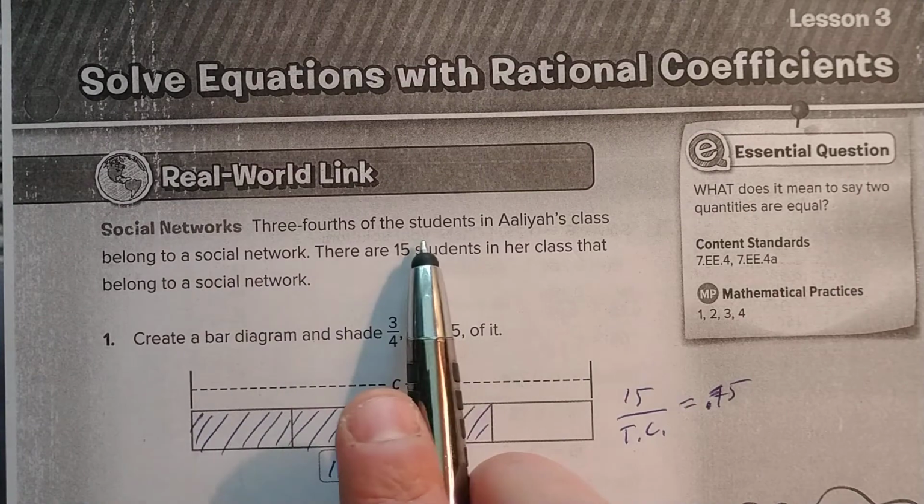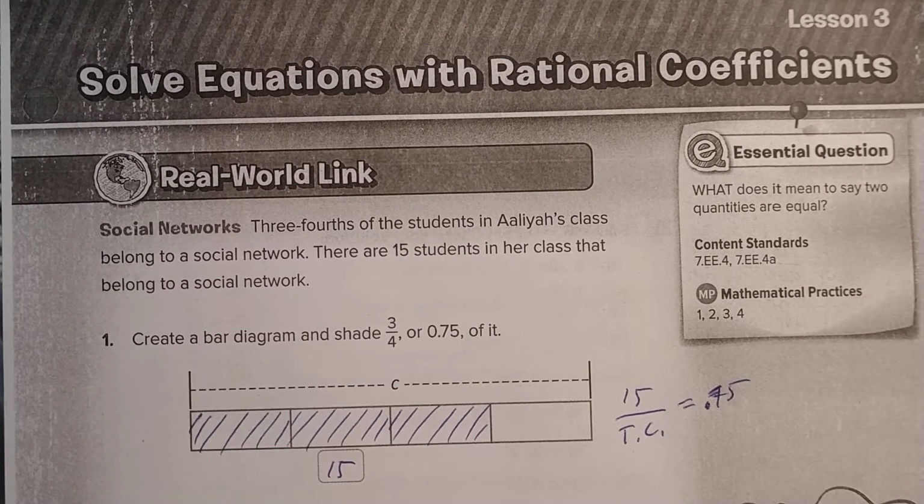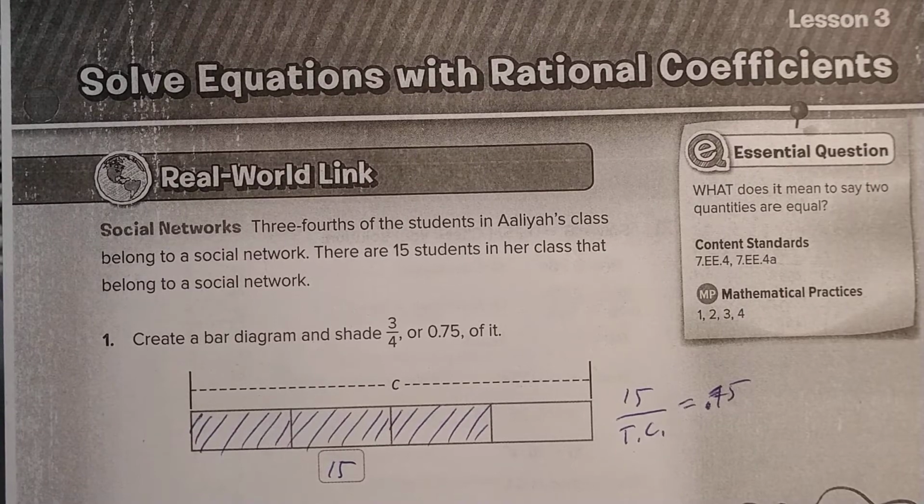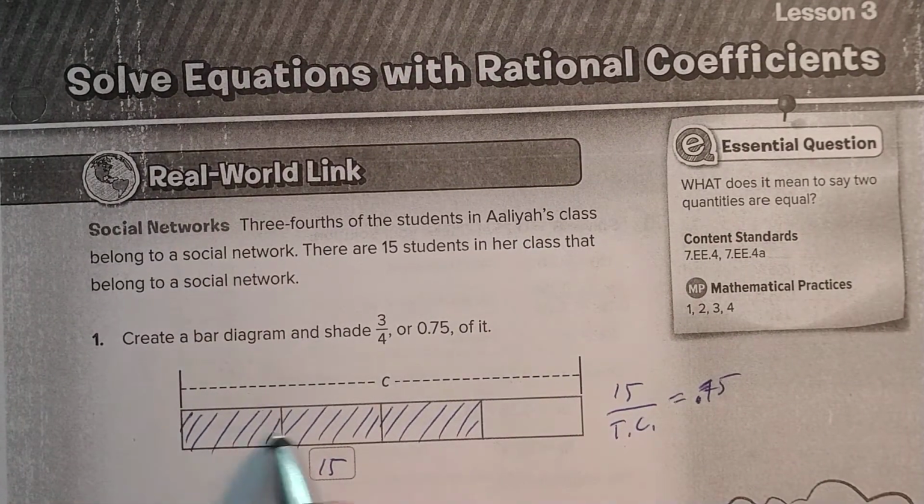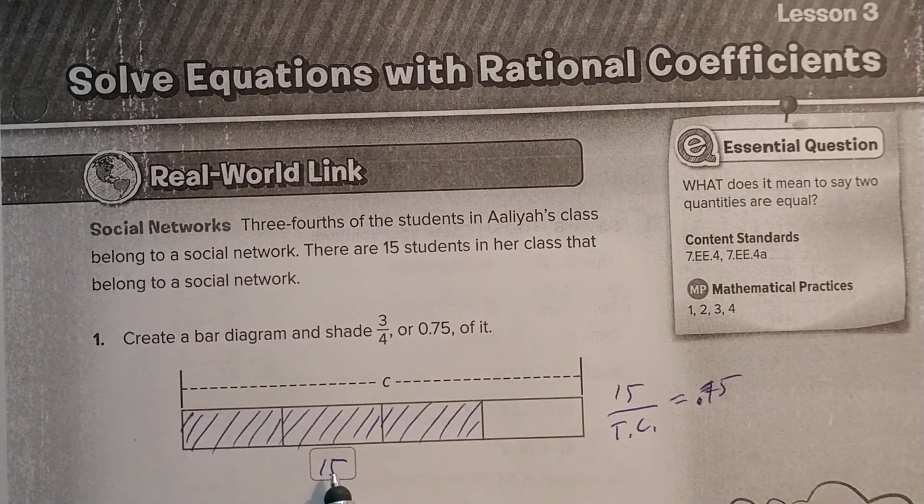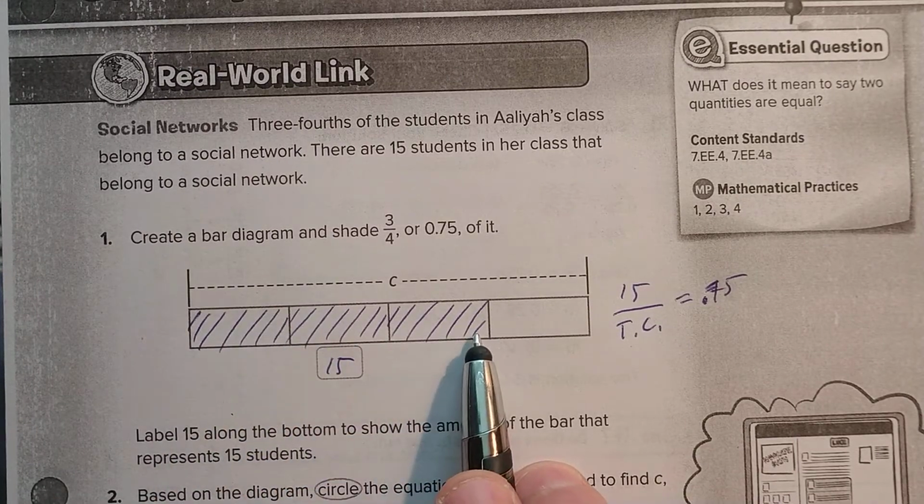So 3/4 of the students in Alaya's class belong to a social network. There are 15 students in her class that belong to a social network. So let's create a bar diagram and shade in 3/4. Go ahead and fill this in, and hopefully you filled in the first 3 bars, and that's going to represent 15. That's going to represent the number of students on the social network.